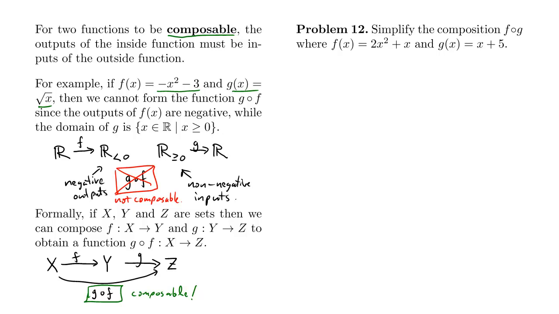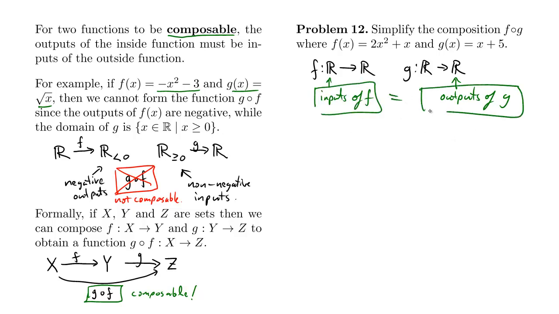Let's look at problem 12. Problem 12 asks us to form the composition of f with g and then simplify the resulting formula. First, let's check that these functions are composable. F is a polynomial, and the domain of a polynomial is all real numbers, as is its range. G is a line, so that's also a polynomial, and so it also maps from the real numbers to the real numbers. So when we compose these two functions, we'll get a function which maps from the reals to the reals again. This makes sense since the composition is going to turn out to be a polynomial.